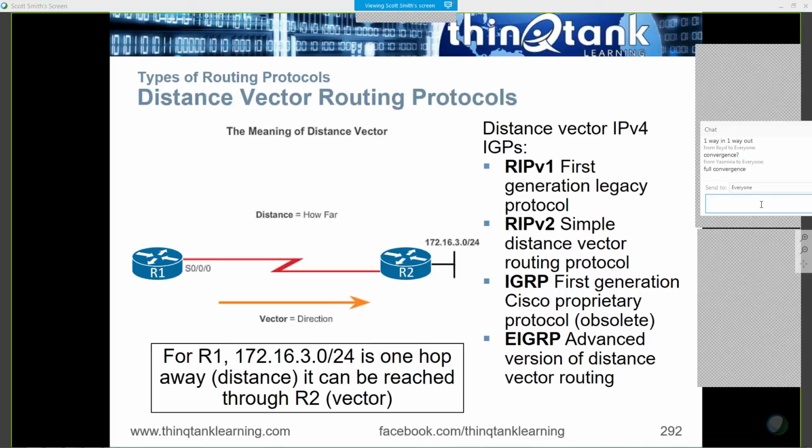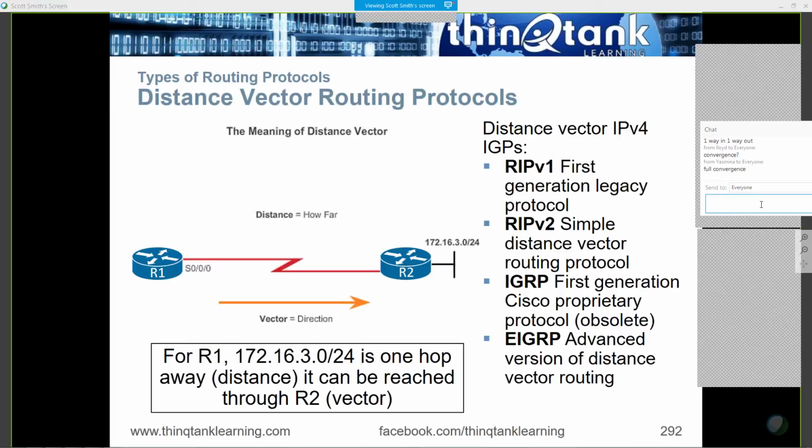So there is a big difference between implementing EIGRP and actually knowing how EIGRP works. RIP version 1, RIP version 2, IGRP, EIGRP, all considered to be distance vector protocols. Well, we already know RIP version 1, first generation legacy protocol, classful, very crappy protocol. RIP version 2, classless, but that's the only positive thing it has going for it. It's still relatively a crappy protocol.